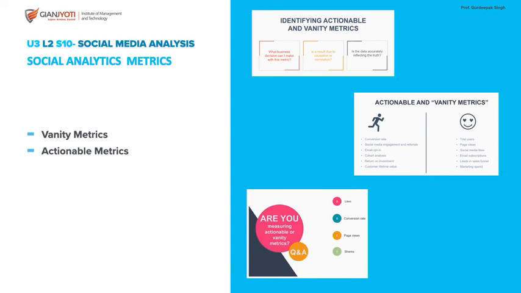If you have understood this, let me ask you just a simple question. These are the four things: likes, conversion rate, page views, and shares. Which are the vanity metrics and which are the actionable metrics in this? Take your time, answer it, and then I'll show you the answer so that you can match it. So likes is a vanity metric, conversion rate is actionable, page views is vanity, and shares is actionable.